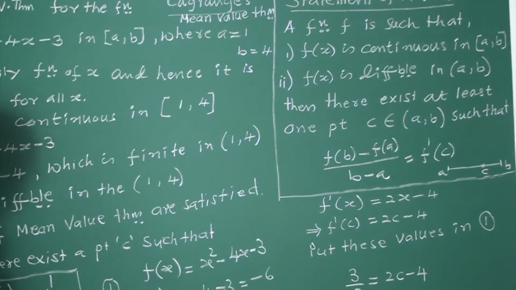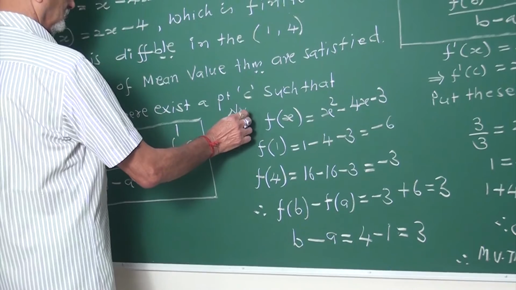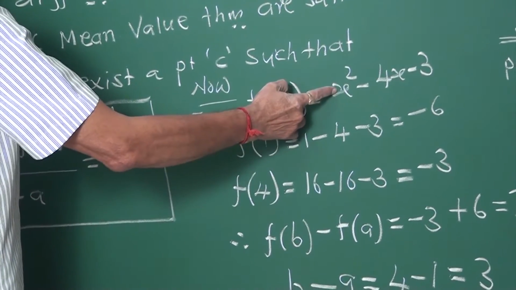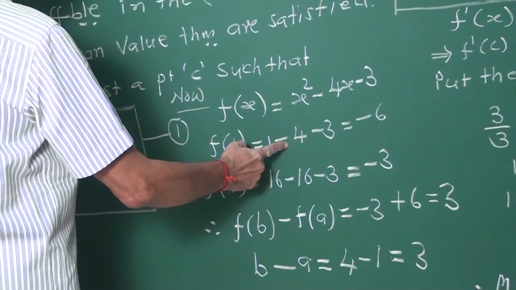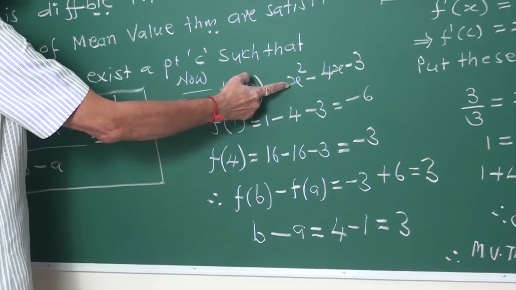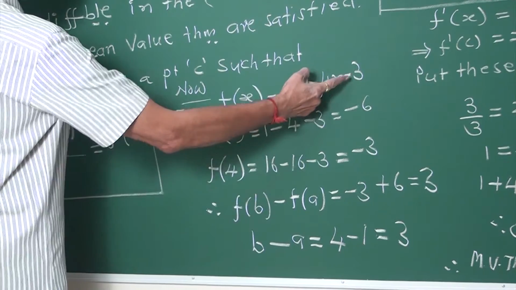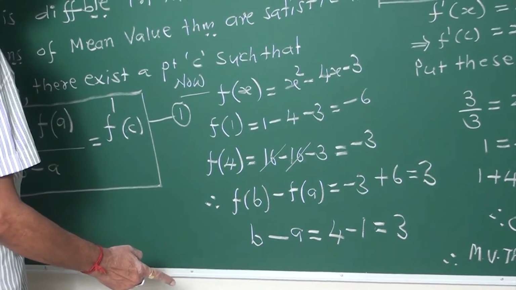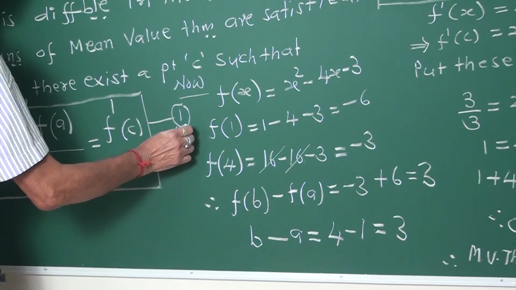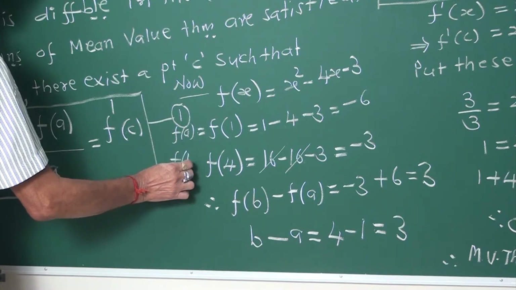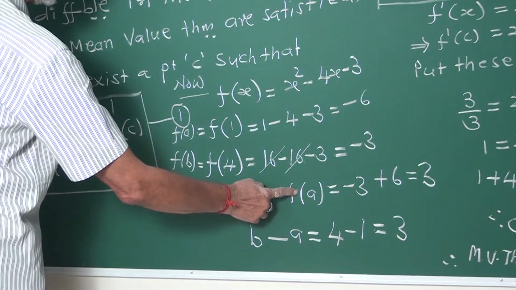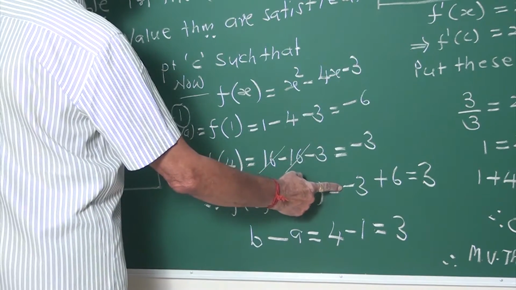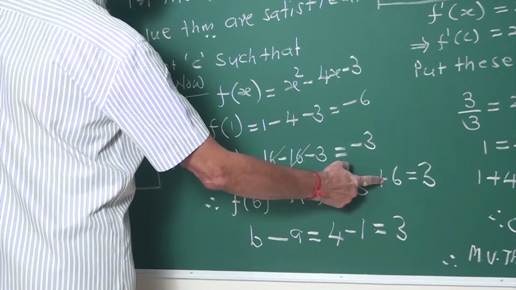See, my friend, this is f(x). You wanted both the ends. F of 1: x is 1, so 1 minus 3, minus 7 plus 1 is minus 6. F of 4: 4 square is 16, minus 4 into 4 is 16, 16 cancels with 16, which gives minus 3. This is f(b) and the first end is f(a). Second end, f(b) minus f(a), that is f of 4 minus f of 1: minus 3 minus minus 6. Minus with minus is plus, minus 3 plus 6 is plus 3.